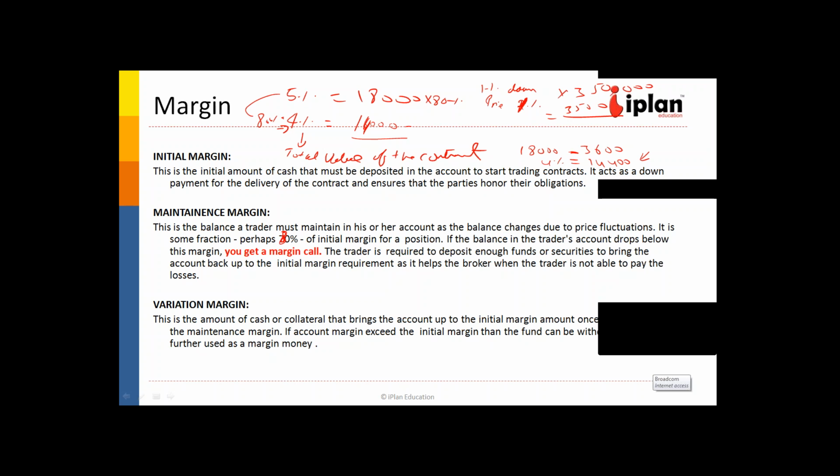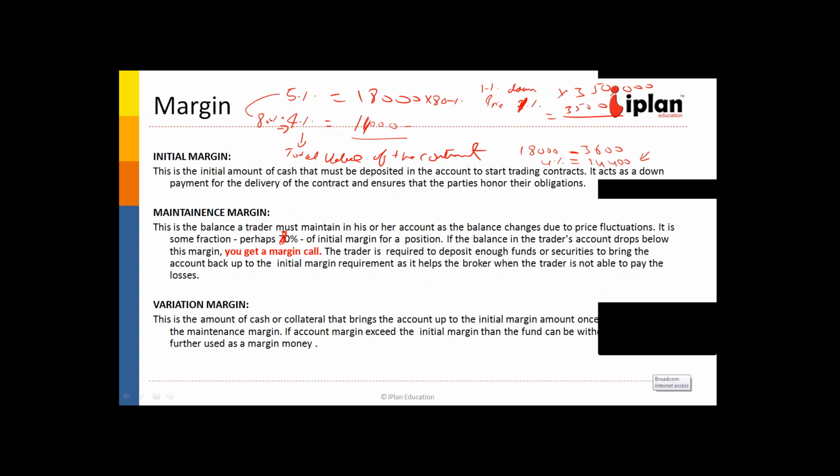Or else, if you see the balance in your account is 14,500, and before it hits the maintenance margin level, you put 1,000 rupees or let's say 2,000 rupees extra in your account, then that will raise your balance. In that situation, the maintenance margin level is not hit. Your position will not be squared off.